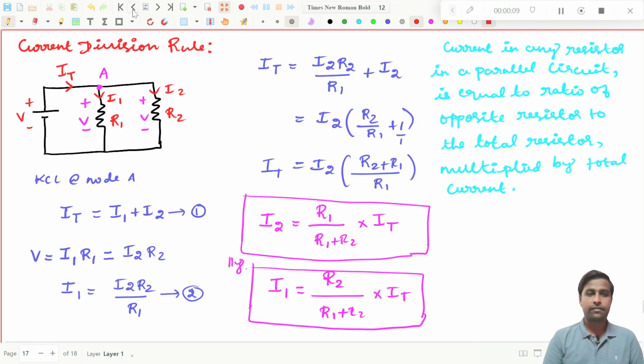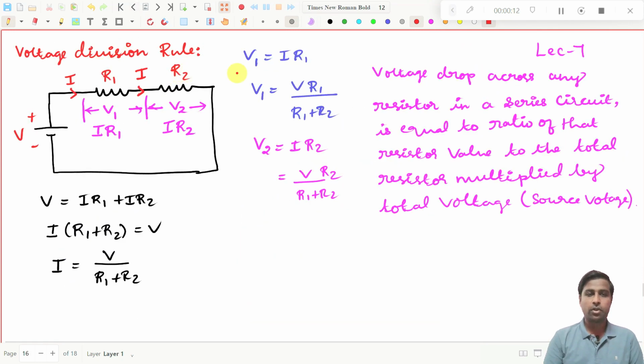We have seen the voltage division rule and current division rule in the last class. And what is the voltage division rule? If you want to find the voltage across a resistor in a series circuit, you just multiply the total voltage by this particular resistor divided by the total resistance. That is the formula, and that is what we have written as the definition here, right?